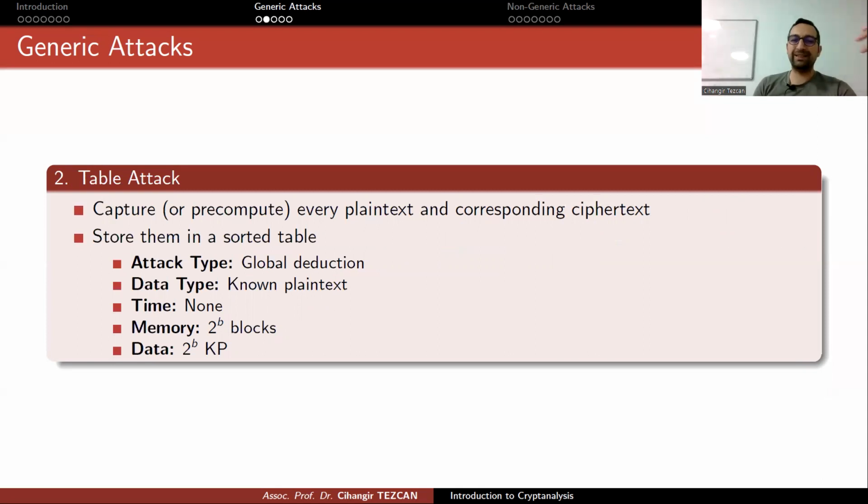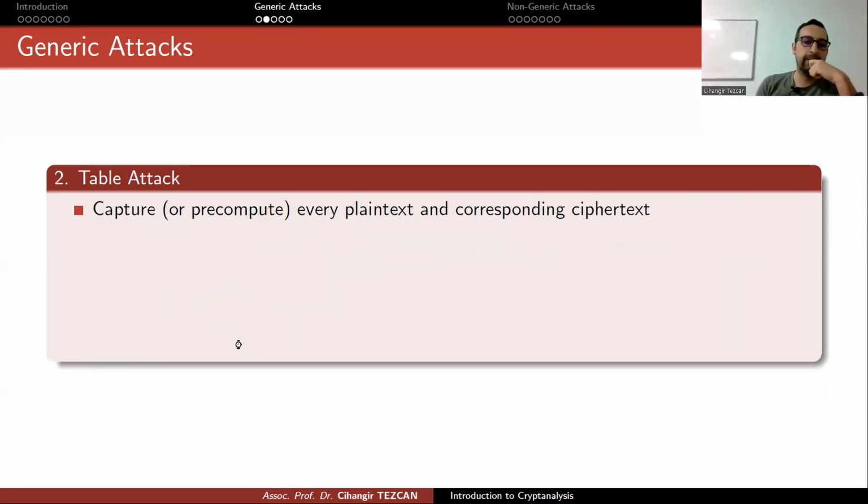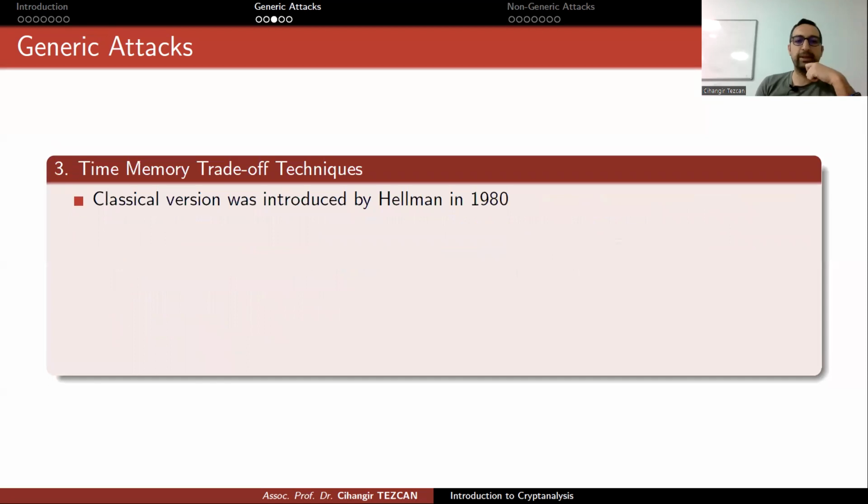Time memory trade-off attacks actually do this, but it is not better than the exhaustive search attack, because as a pre-computation, I need to perform this many operations anyway. Okay, so let me explain it.